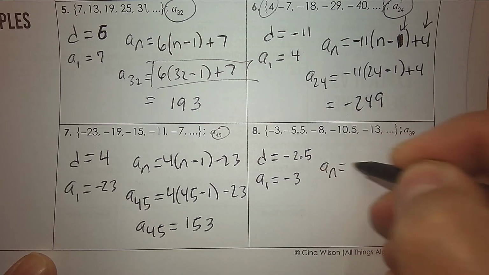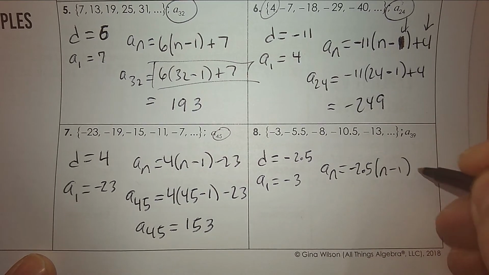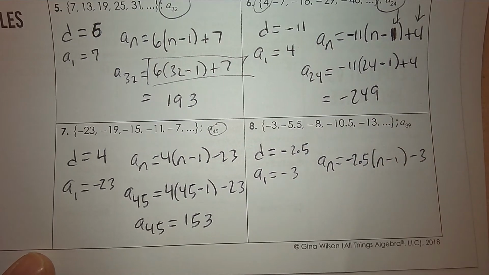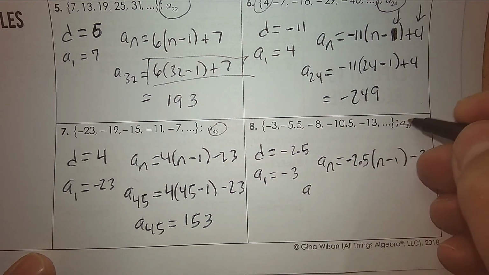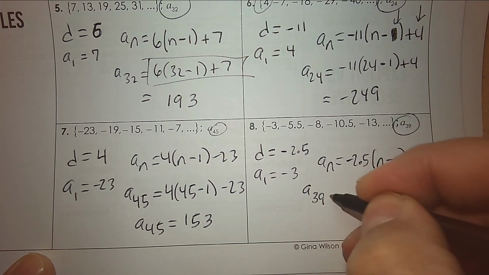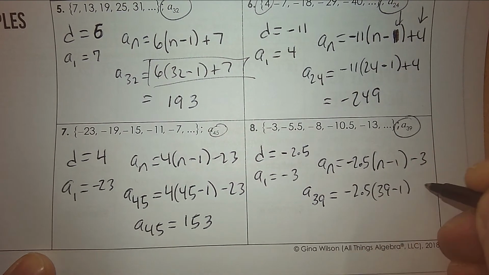So it's negative 2.5 and subtract 1, take away 3. Then I'm going to substitute in, we're looking for the 39th term. So I plug in 39, and I said use your calculator.